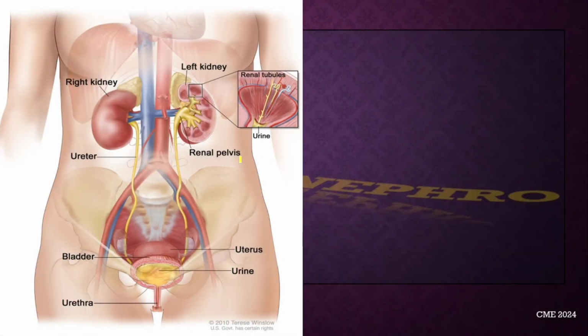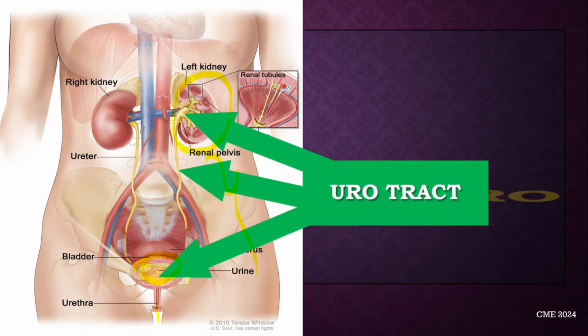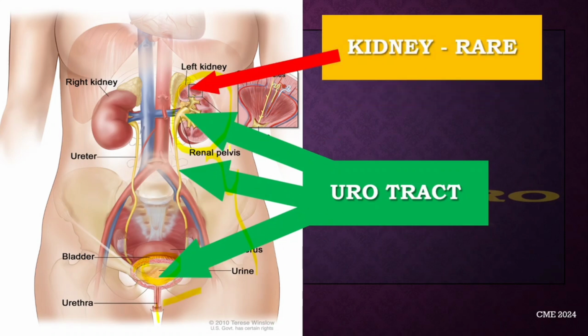This is the image showing the kidney, urogenital tract, ureter, bladder, urethra, and the genitalia. Compared to the kidney, involvement of the urotract, that is the draining tract, the pelvicalyceal system, ureter, bladder, and urethra, is more common than direct kidney involvement. Direct kidney involvement is somewhat rare.